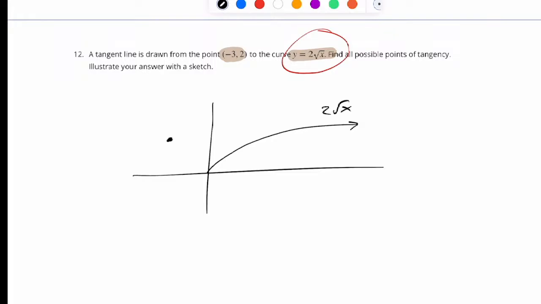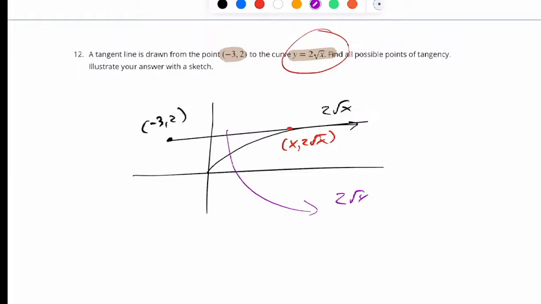-3 and 2 is not on the function. It's like all the way over here. And they're asking you how many points of tangency exist between these two. Like, where would it be? So this point here would be the point x, 2 root x. Right? So remember we kind of did this on the last test. You're going to go ahead and calculate the slope of this line.